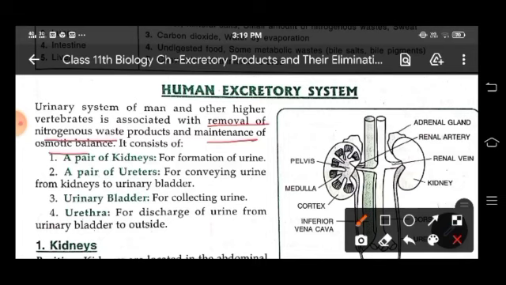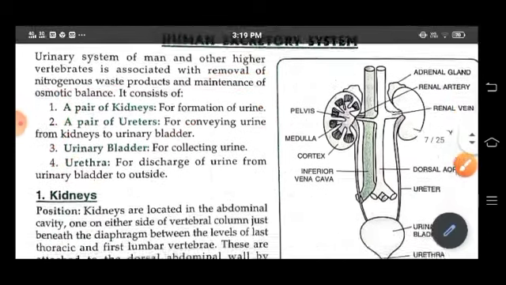So there are four main parts which make up the human excretory system. They are the pair of kidneys, which form the urine, then a pair of ureters, which transport this urine from the kidney to the urinary bladder, then the urinary bladder, which is meant for storing this urine, and the urethra, which is the passage for the discharge of urine from the urinary bladder to the outside. So let's come to kidneys.